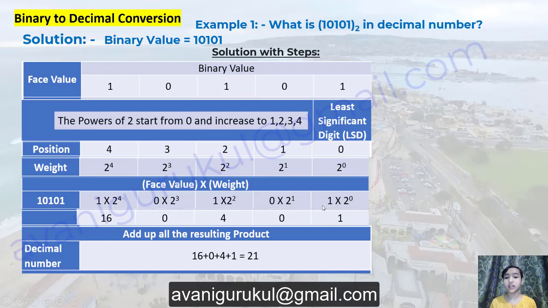And our values are 1 multiply 2 to the power 0 equals to 1, 0 multiply 2 to the power 1 is 0, 1 multiply 2 to the power 2 is 4, 0 multiply 2 to the power 3 is 0, 1 multiply 2 to the power 4 is 16. Add up all the result products, that is 16 plus 0 plus 4 plus 0 plus 1 equals to 21. And our answer is, 10101 base 2 equals to 21 base 10.